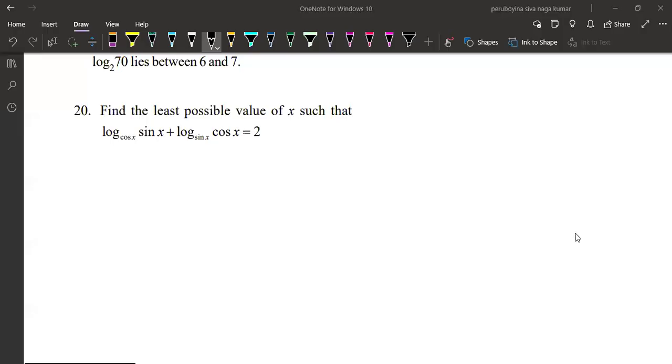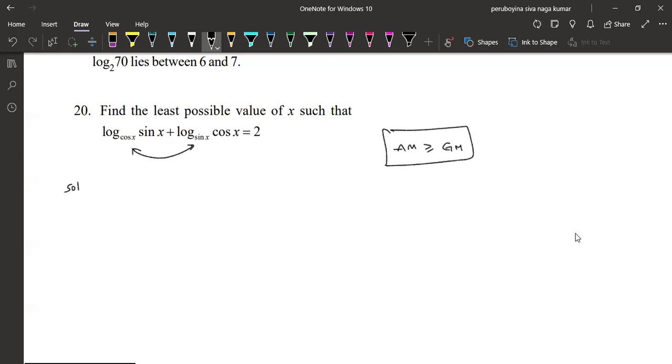If it says least possible or something, then you can use the rule that the arithmetic mean is always greater than or equal to the geometric mean. So here you can see two different quantities. Okay, fine. And find the least possible value of x. We have to identify a least possible value.